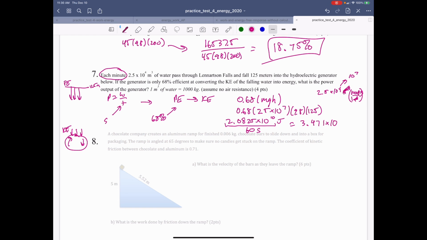We're going to get 3.471 times 10 to the 1, 2, 3, 4, 5, 6, 7. Wait, let me double check. 1, 2, 3, 4, 5, 6, 7, 8. Sorry. So it's basically 347 million watts. That's a lot of energy, and that's why we do it this way. So that's how you do this one.